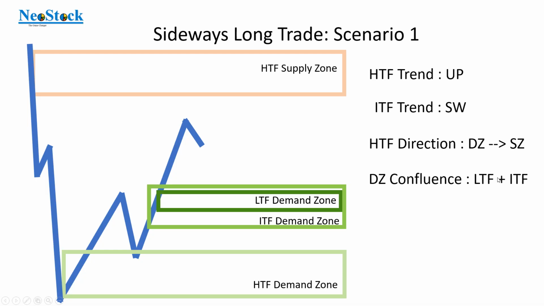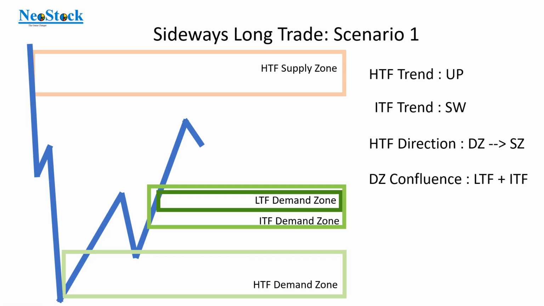What is the another mandatory rule? ITF trend should always be sideways. Both these rules we cannot change. But remaining can change. HTF trend can change. HTF direction can change. At the time, the other rules will be changing. But the mandatory rules for all the scenarios are: ITF trend should always be sideways, and demand zone confluence should always be LTF demand zone confluence with ITF demand zone. Hope this is clear for everyone.